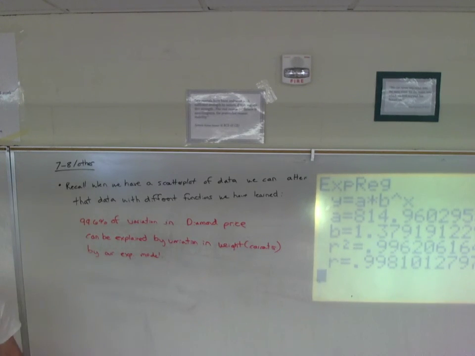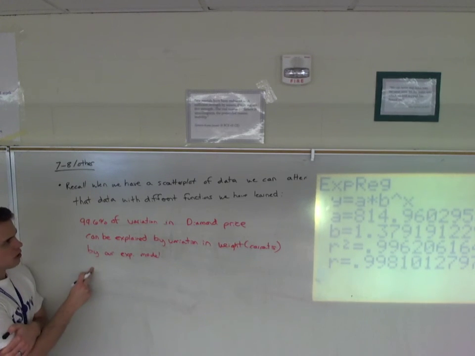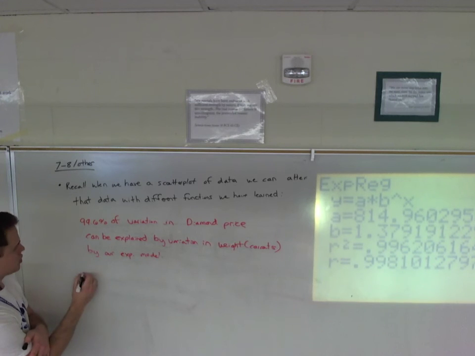So from that statement I can say, wow, that's a really good model. 99.6%, crazy. What's the 0.4%? That's variation it can't explain. So in other words, it's not perfect. All right, so what is our model?